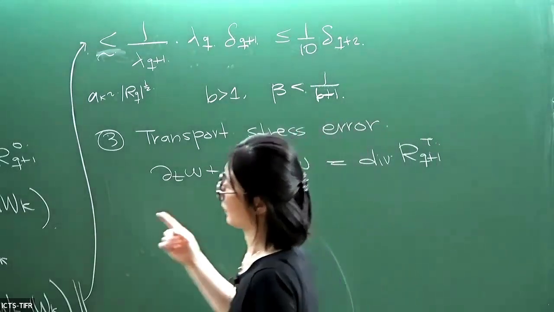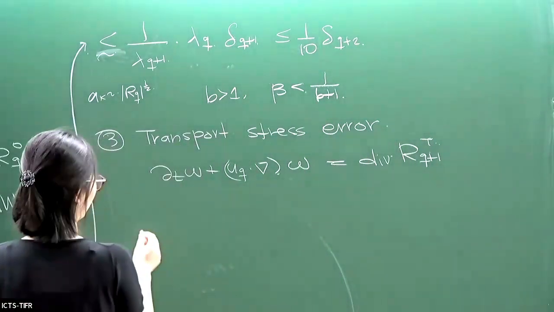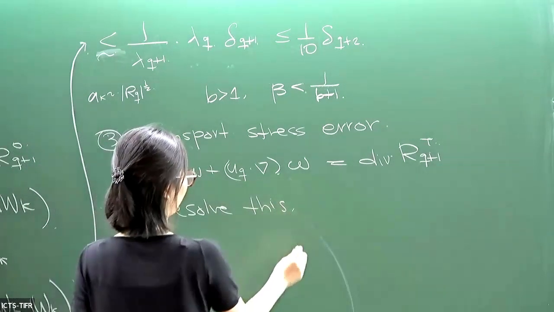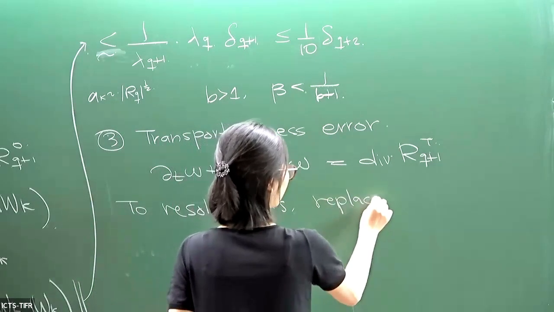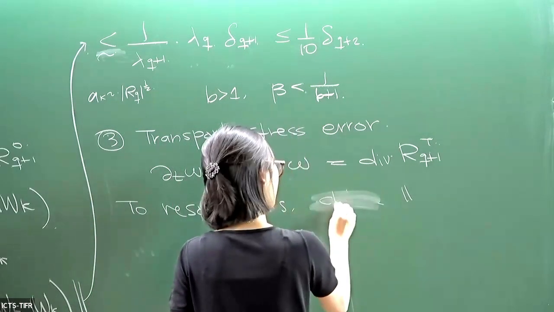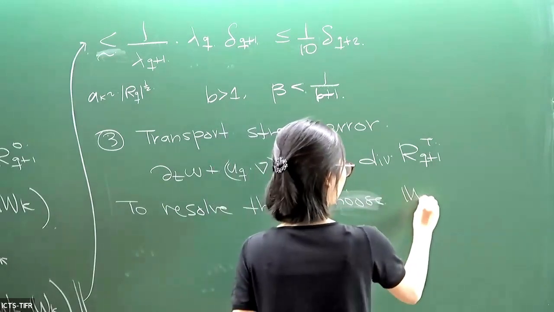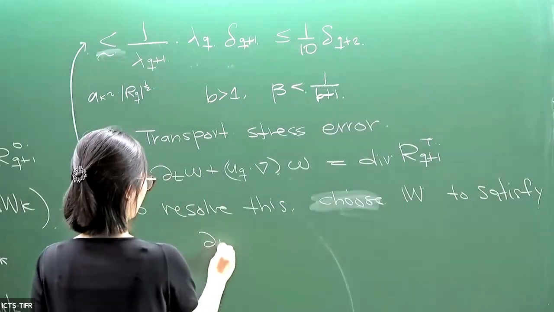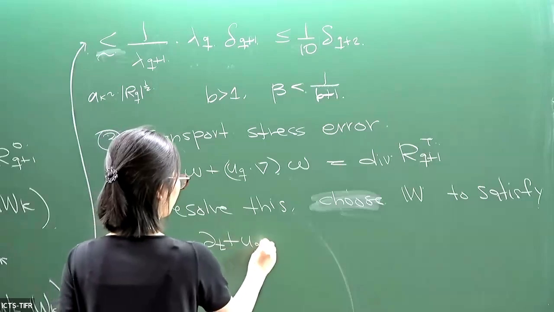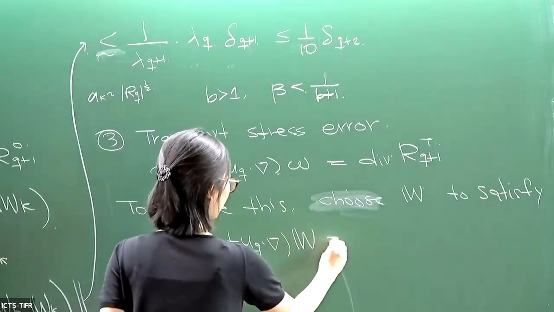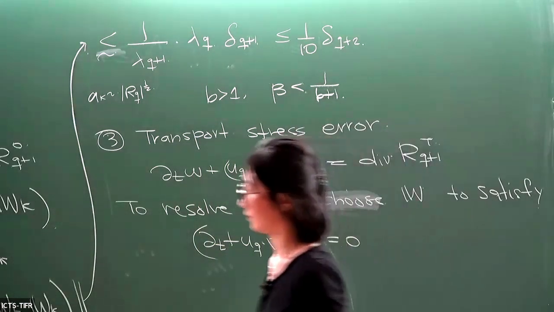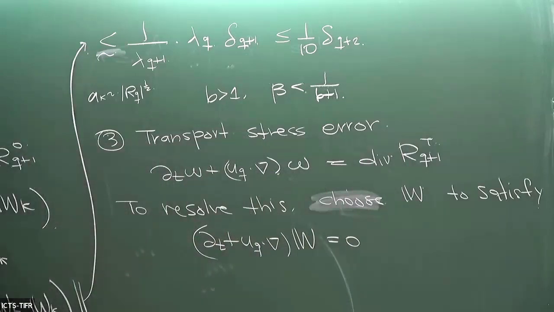But to resolve this, the idea is somewhat similar. We again replace the building block flow. Let's choose the building block flow to satisfy the following condition: when you apply this material derivative, it vanishes.